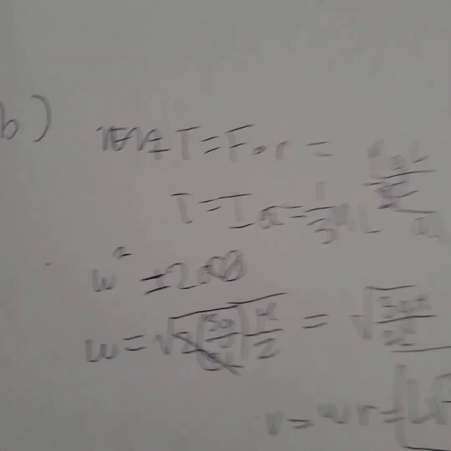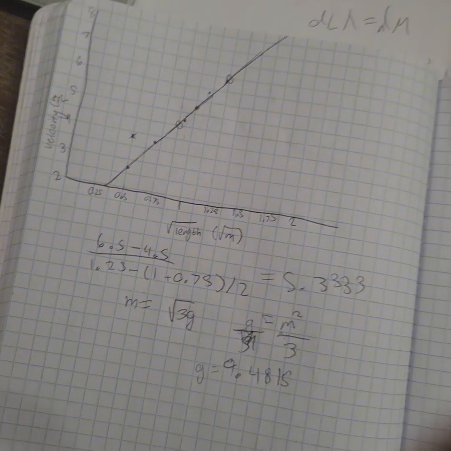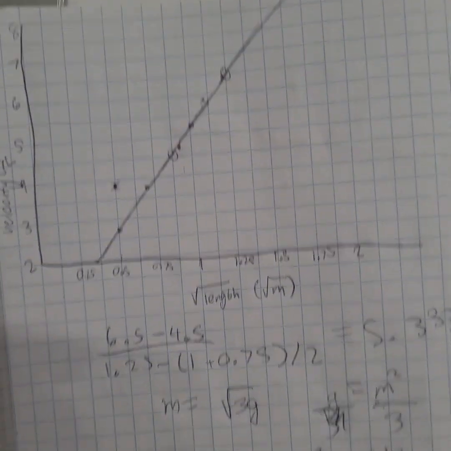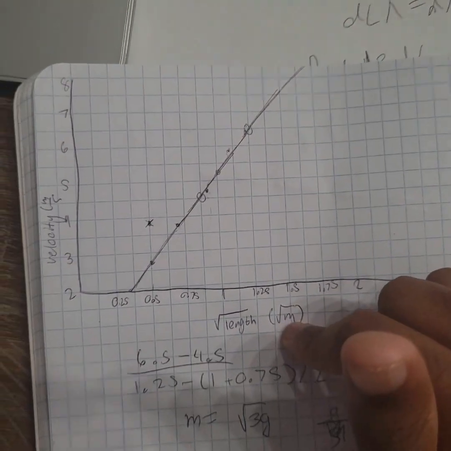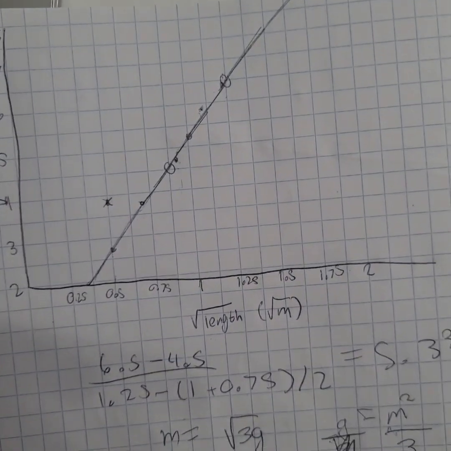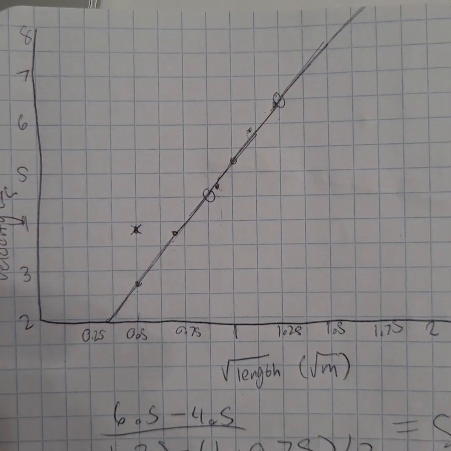And then I do this on a separate, I already did the graph to save time. So this is the graph. And basically, yeah, we have length here, and the units are in square root of meters and meters per second. And this is the line of best fit.